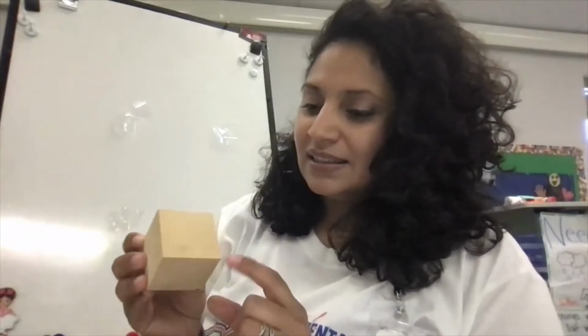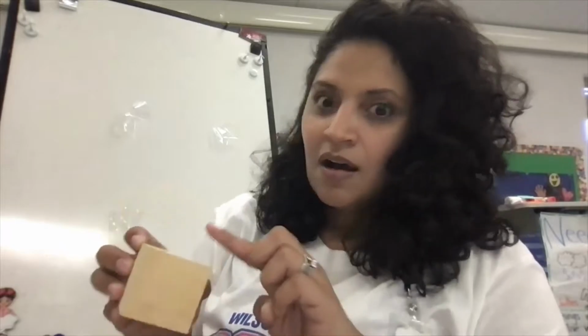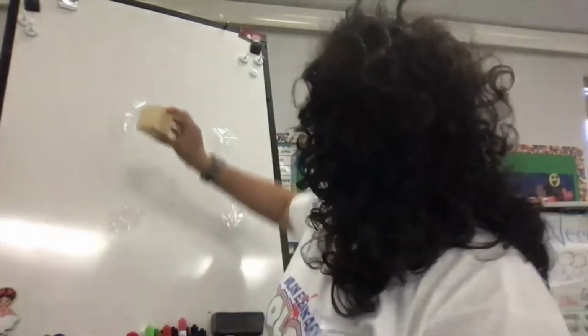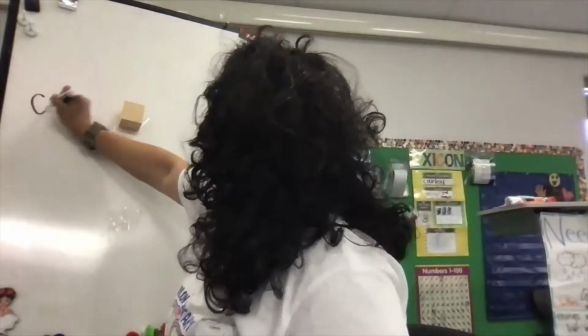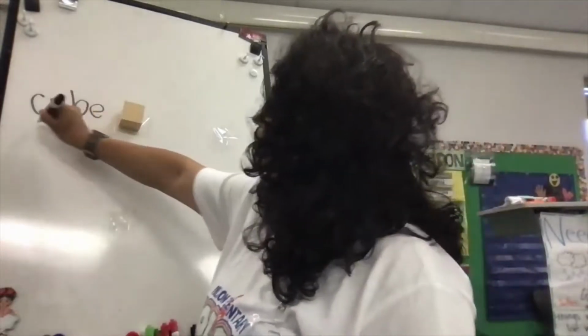It does have vertices. Remember, vertices are two sides that come together to form a corner. But it has more than 4 vertices. Oh my goodness, it's quite a bit. So I'm going to put this on my board, and right next to it, I'm going to write the name of the shape. So this is a cube. We'll talk about the faces and the vertices a little bit later. But for now, I just want you to remember that this is a cube. Let's go on to the next one.